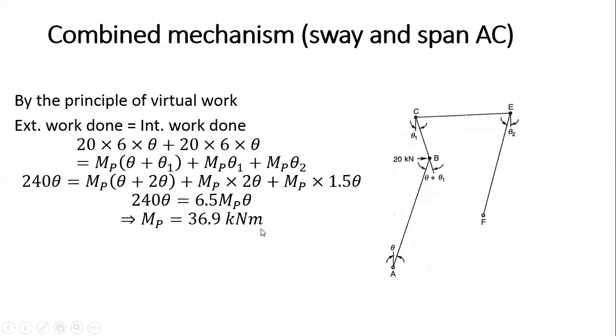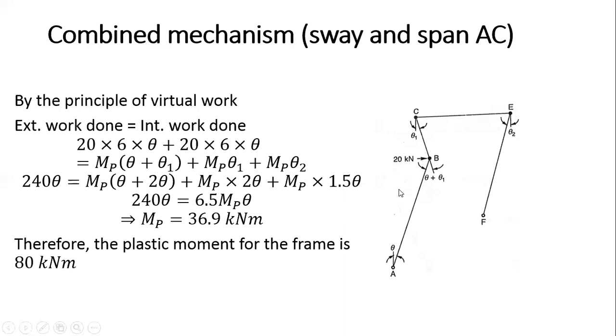Now we have 5 values here for MP: one for this beam mechanism, one for this beam mechanism, one for sway mechanism, and 2 for combined mechanism. So we'll see what the maximum value for the plastic moment is among the 5 values. The maximum value for this frame comes out to be 80 kilonewton meter, which is nothing but the previous case, that is the combined mechanism, sway mechanism with this beam mechanism. So the plastic moment of the frame comes out to be the maximum value, that is 80 kilonewton meter.